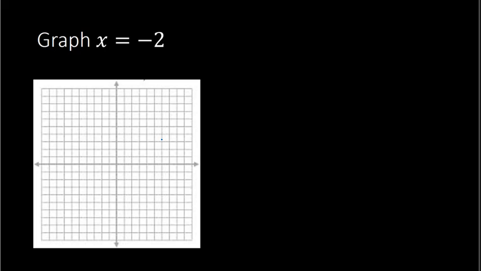So if x were something different, maybe negative 2, that means we have a vertical line at negative 2. So right here with this vertical line, y can be anything. Y can be 0, negative 8, y can be 100. It doesn't matter, x will always be negative 2, which makes this a vertical line.